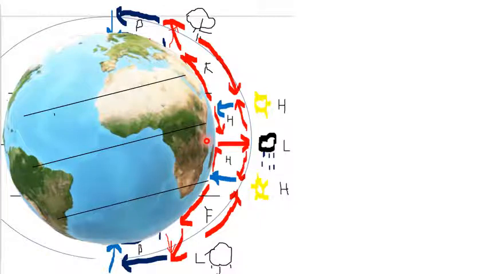And we can see then that this means that all of these cells are actually affecting different parts of the planet.